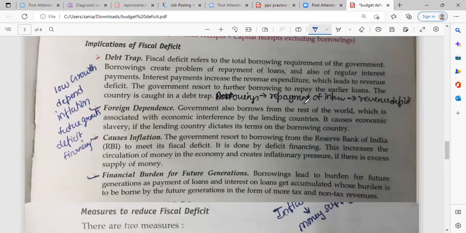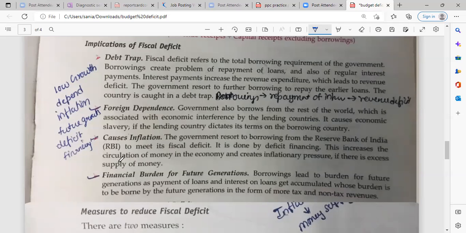See, the very first thing is that government can borrow from two people, RBI, the central bank, or from rest of the world. So what happened? The government resort to borrowing from RBI to meet the fiscal deficit. See, I am in problem. I have already created this deficit. So in order to cover this fiscal deficit, I will go to RBI that I need 10 rupees of loan because my revenue was 100 rupees and I spent it 110. Okay. So it is done by deficit financing.